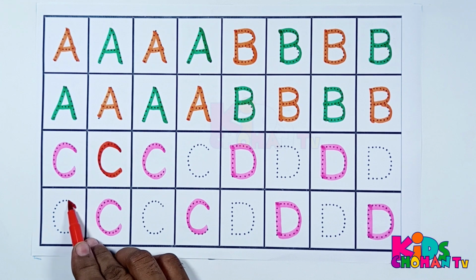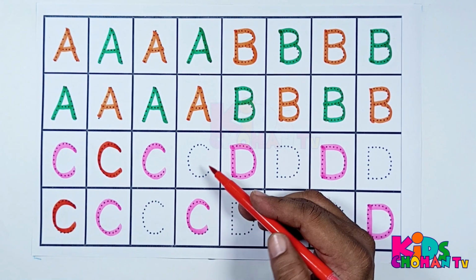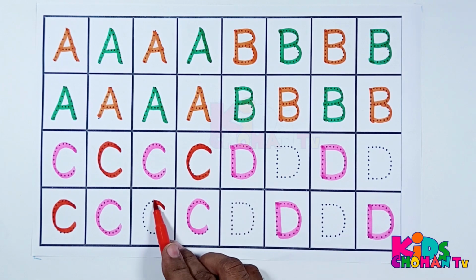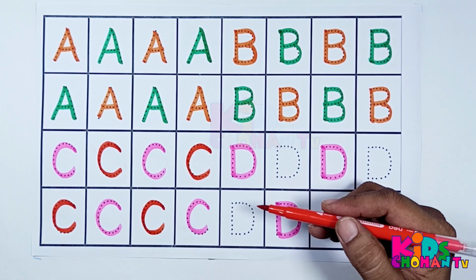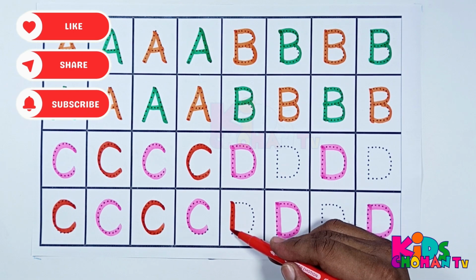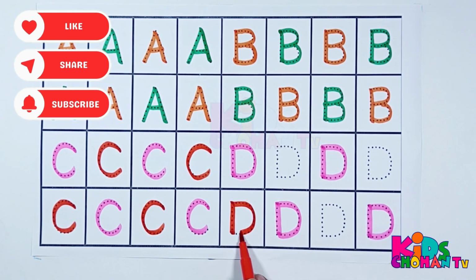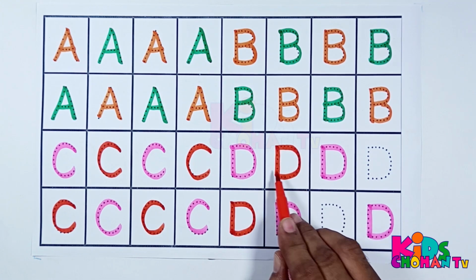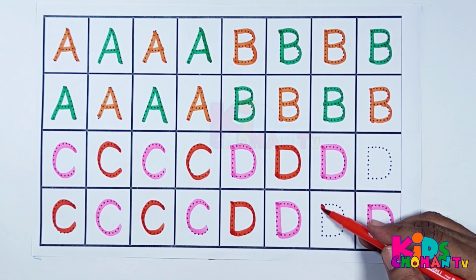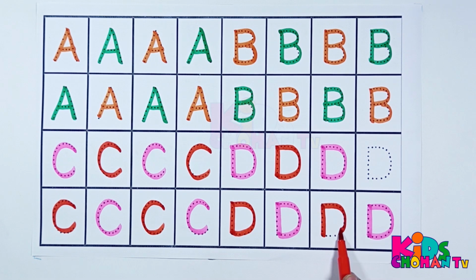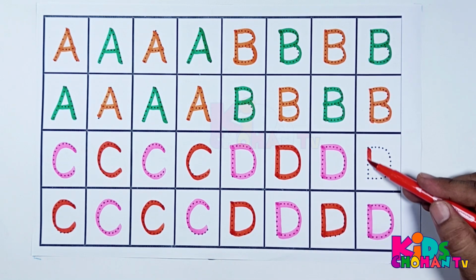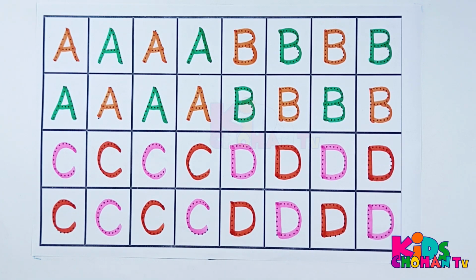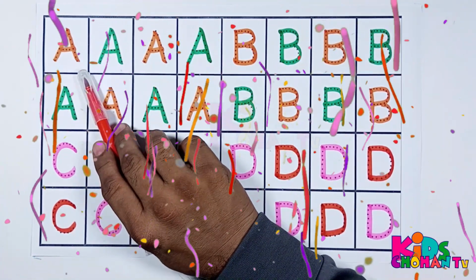C for cycle. C for car. D for drum. D for dinosaur. Kids, read again.